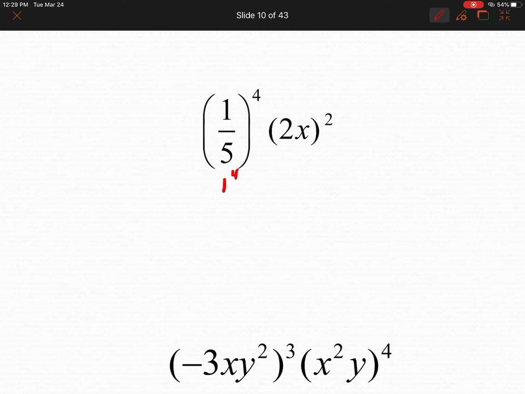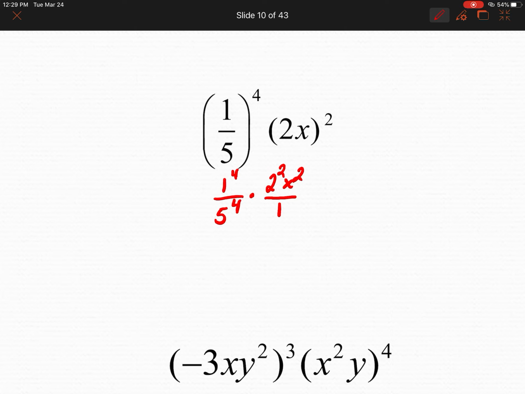So again, we're going to follow those same steps. First step being get rid of the parentheses. So we're going to give this power of 4 to the 1 and 5. So that is 1 to the 4th over 5 to the fourth. And that's being multiplied by this 2x squared.